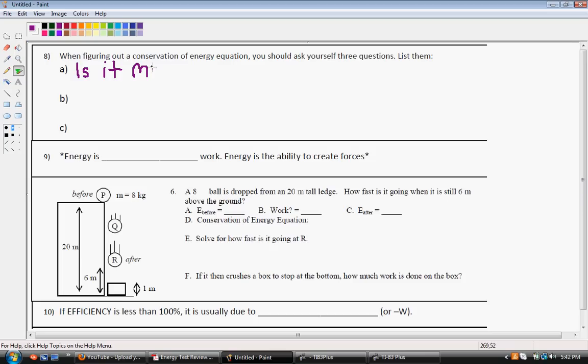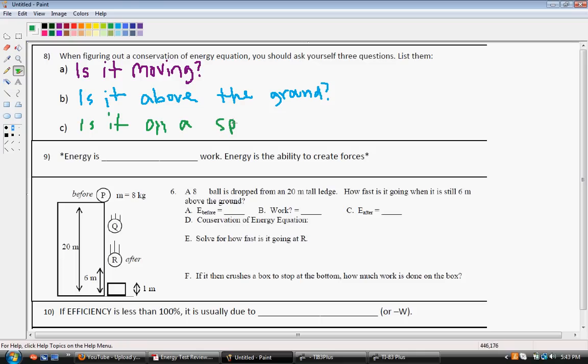Is it moving? Is it above the ground? And last but not least, is it on a spring? Alright, so these 3 questions are going to help you figure out which conservation of energy equation you have, and it will allow you to solve for whatever it's asking for.